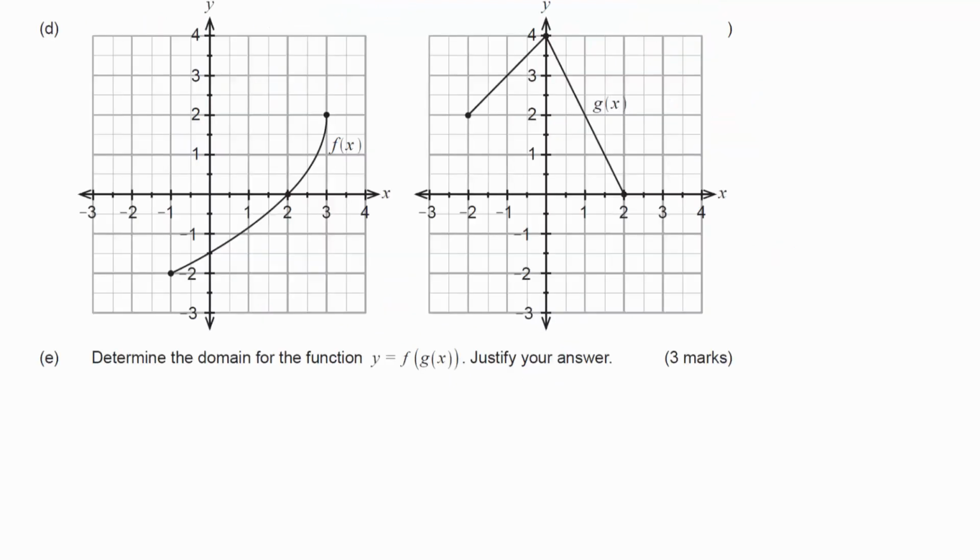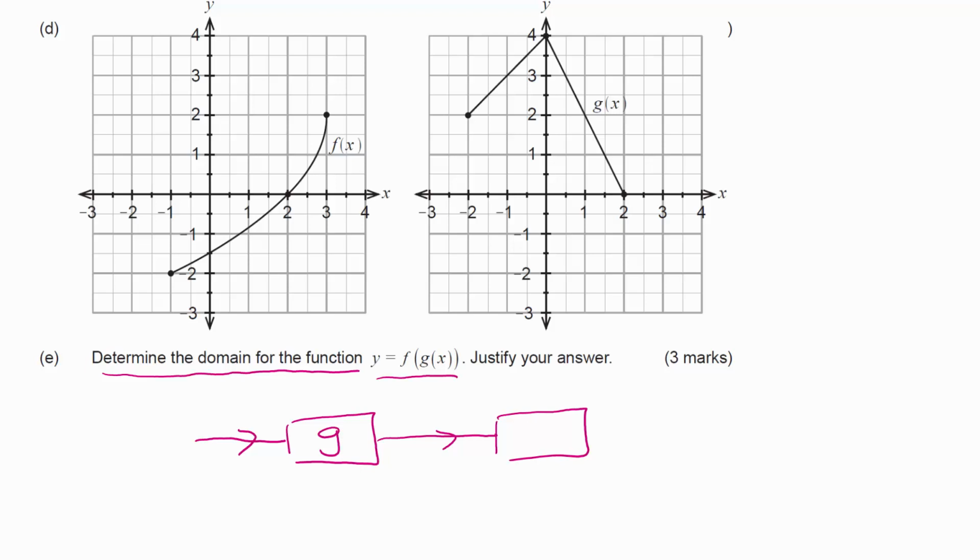Now in the final part, we want to determine the domain for the function y equals f of g of x. F of g of x means that the function g is done first, and the output from that goes into f. We know both from looking at the graph here and from what we were told above that what goes into here has to be between -1 and 3.